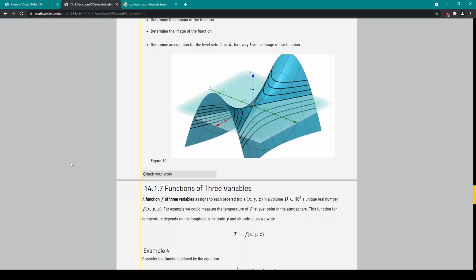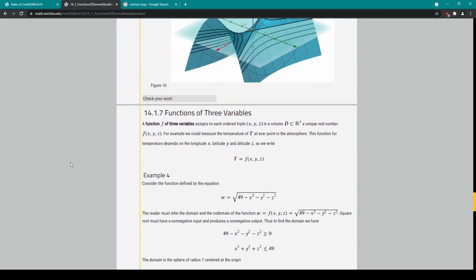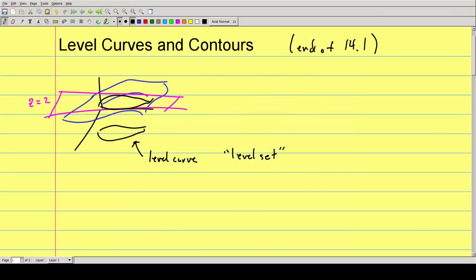So I'll get the table of contents updated with the addition of 14.1 later on today. I still have about half of 14.2 to make the examples for, but we'll get that going. Before we move on to 14.2, does anybody have any questions about this?